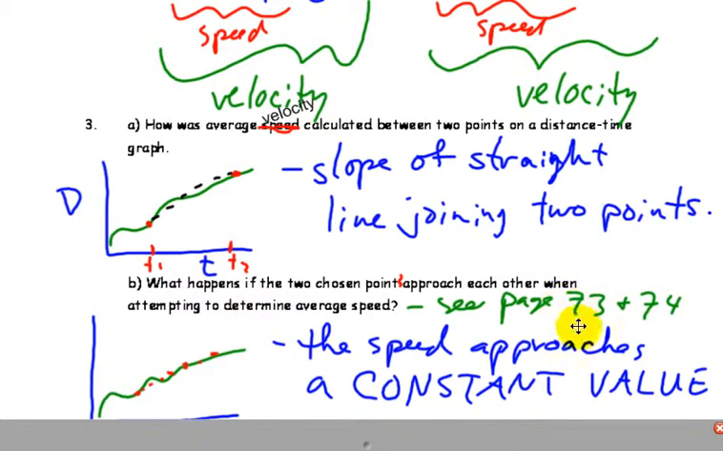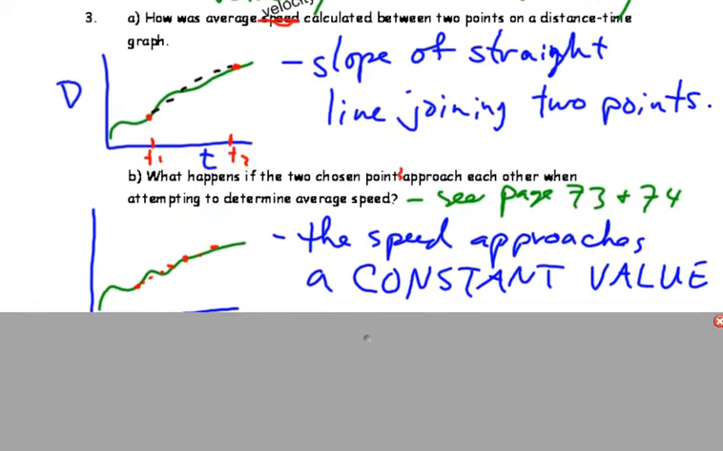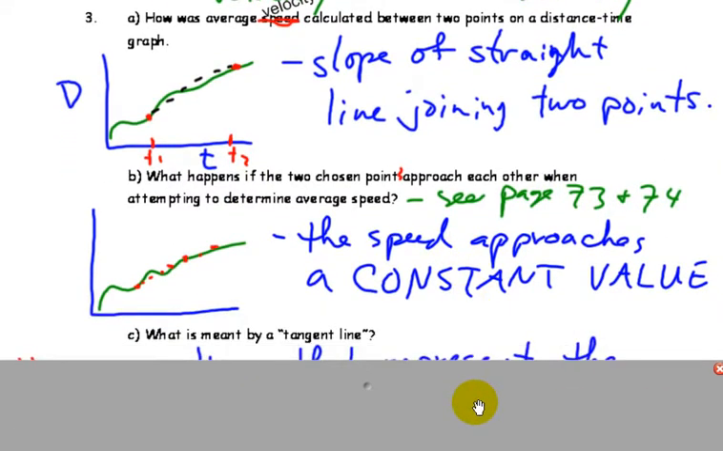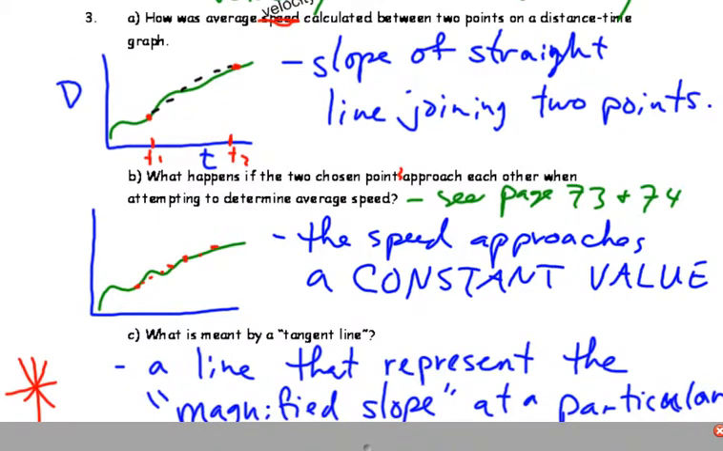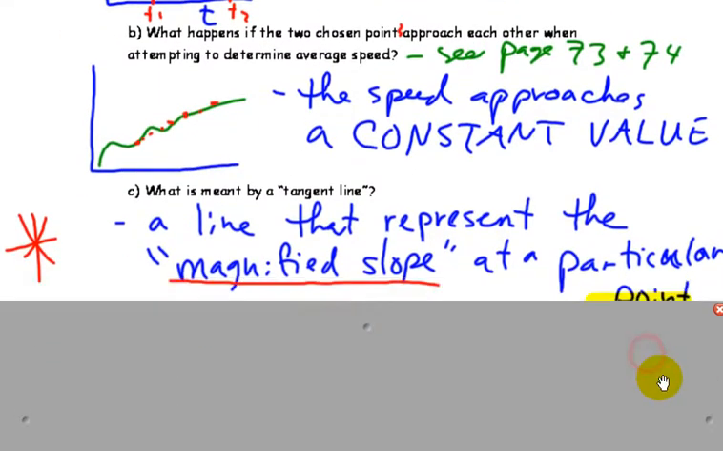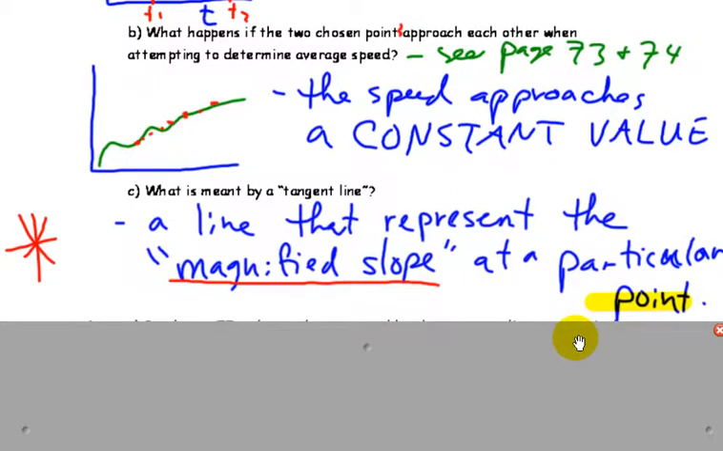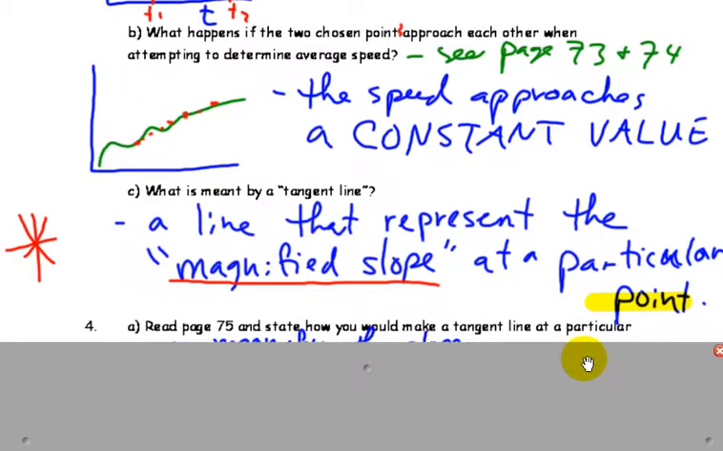If you look at your duotang, pages 73 to 74, it goes into more detail about this. The speed approaches a constant value, and this leads to the idea of a tangent line. So put a star beside this. What we're really doing is magnifying the slope at a particular point on a graph.